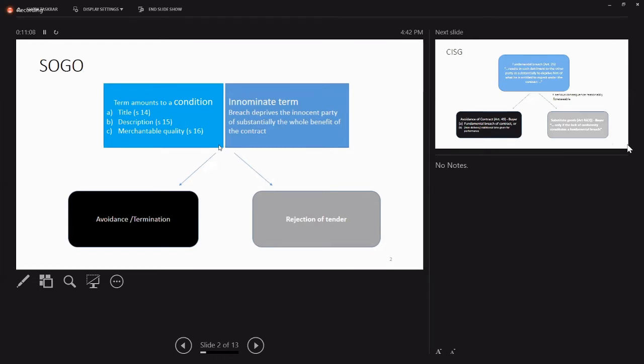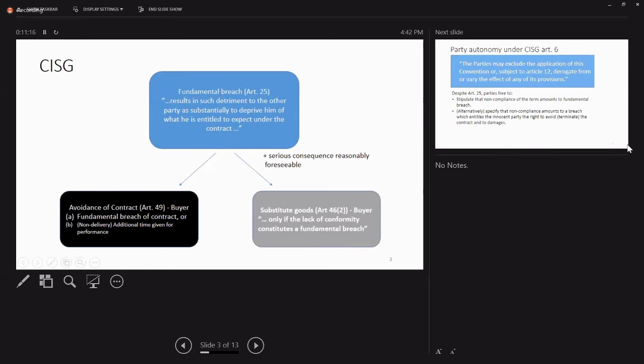Now, when we move into the CISG regime, I seem to be having a problem. Okay, right, that's great. So when you move into the CISG regime, you find that there is actually no such division of terms into conditions, warranties, or innominate terms.